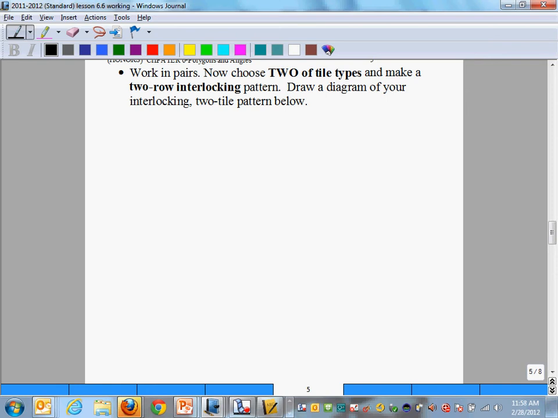Listen up. Two shapes, interlocking. I want at least 4 complete repetitions. You choose the shapes. As a team, I only want one two-pattern design on the board. Ready? You've got 2 minutes. Go.